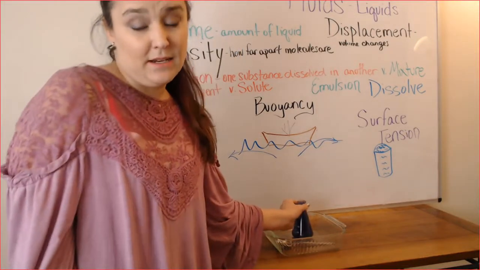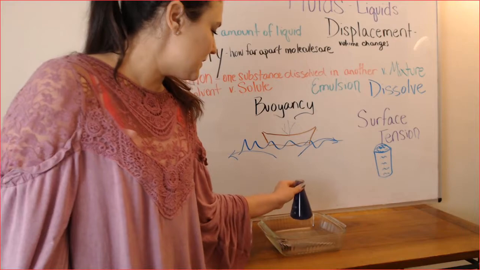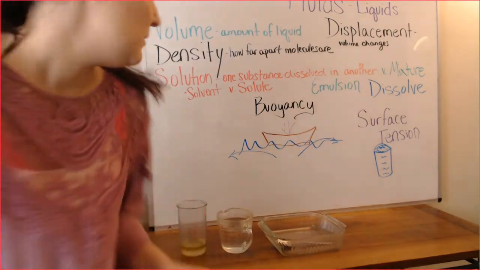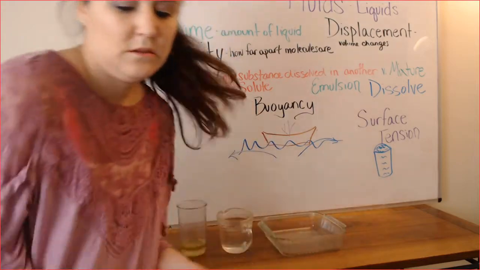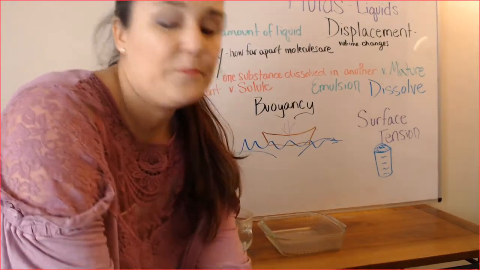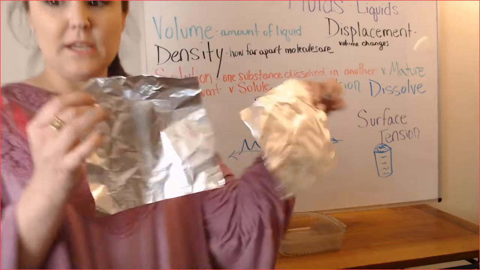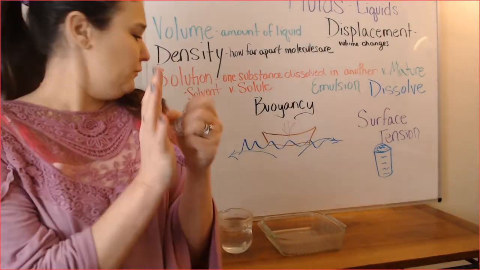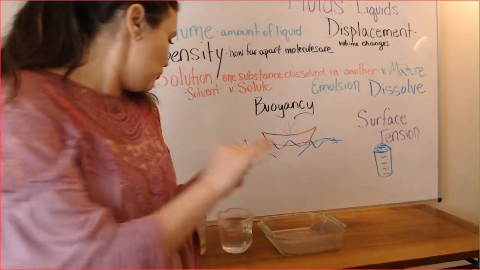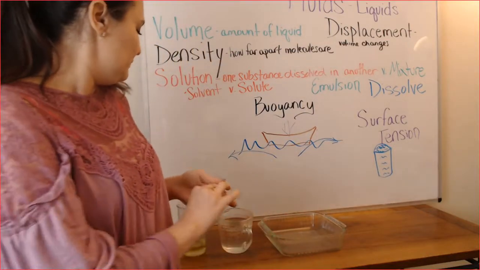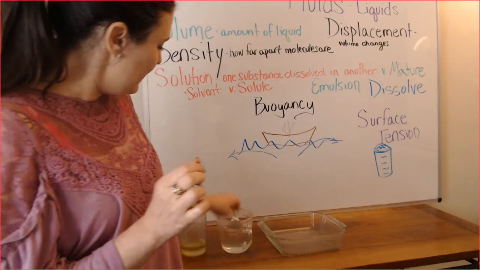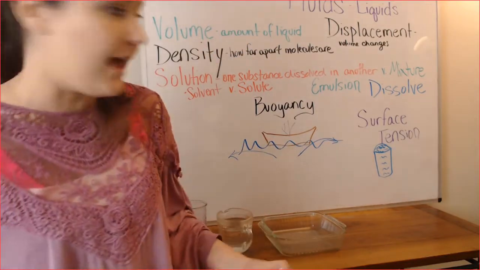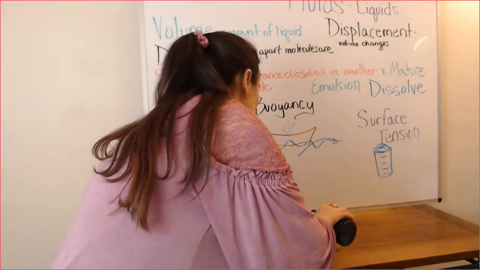Now, let's see if we can test displacement. Now, if I take two pieces of tinfoil that are the same size, I crumple this one up really, really a lot, so it's super dense, and I drop it in the water. Oh, sugar water, I told you, has a greater density. Look at that. We're learning as we go.